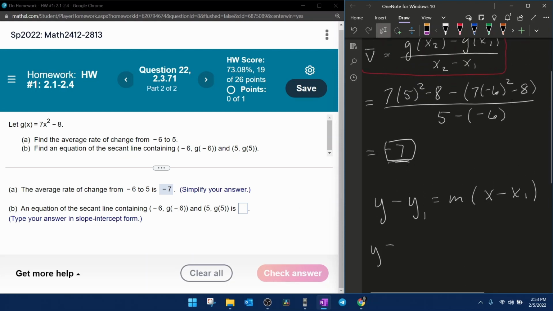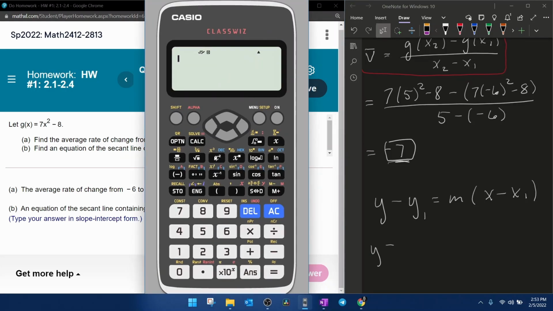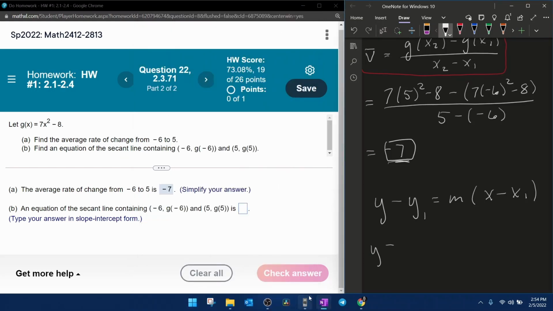Now we've already almost calculated that up here in this formula. That would be the function evaluated at -6. And again on the calculator we can do that pretty quickly. 7 times -6 squared minus 8 is... That's going to be the y value when x is -6, which we can replace with 244. y1 would be 244. The slope is -7 because we're using the same x values.